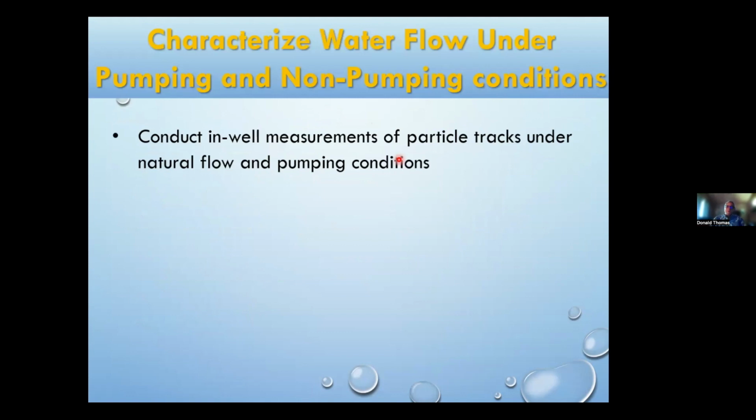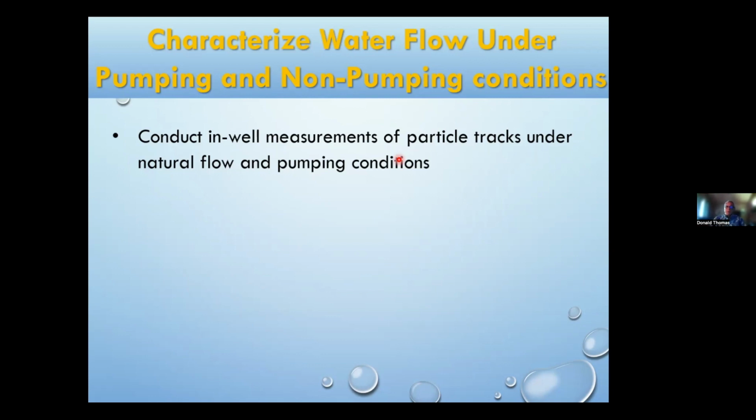The next set of studies, we would like to characterize water flow under pumping and non-pumping conditions. By taking direct measurements of water flow in some of the existing wells, we hope they can provide us with at least initial, very site-specific information on water flow rates and water flow trajectories that we can then use to develop a larger scale tracer test that will give us a regional indication of how groundwater flows.